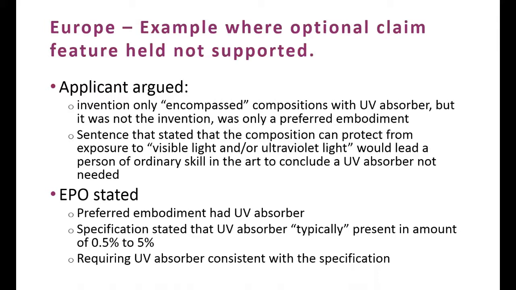The EPO disagreed with that argument. They said the preferred embodiment had a UV absorber. Also, the specification said that the UV absorber was typically present, and they quoted that word typically, in an amount of 0.5 to 5 weight%, which does not include 0, and also that the specification overall mentioned UV absorber everywhere, and requiring UV absorber was consistent with the specification. So the takeaway from this is, if something is optional, you should generally expressly state that and not rely on any kind of inherency or implicitness arguments.